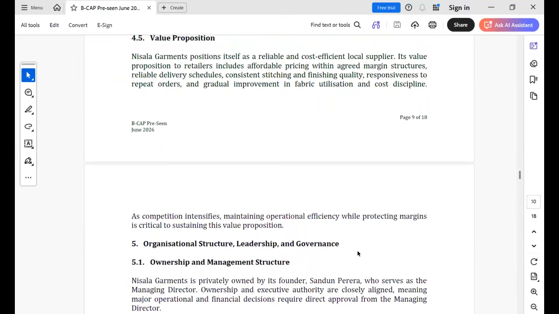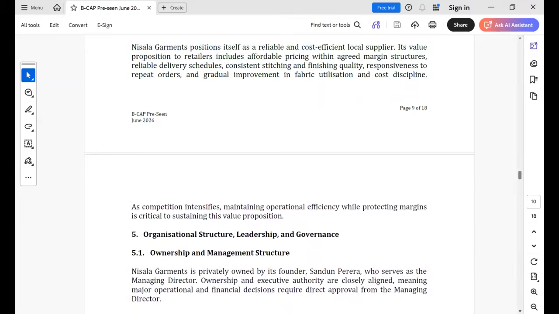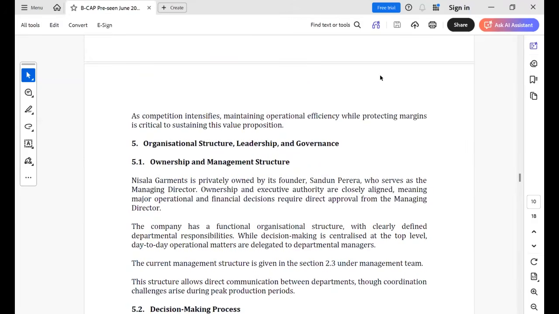As competition intensifies, maintaining operational efficiency while protecting margin is critical to sustaining the value proposition. Right. Now, these are the basic ideas and information about the background. By now you would have identified certain operational weaknesses. These are mixed weaknesses, here and there, that we identified while we were reading the case.